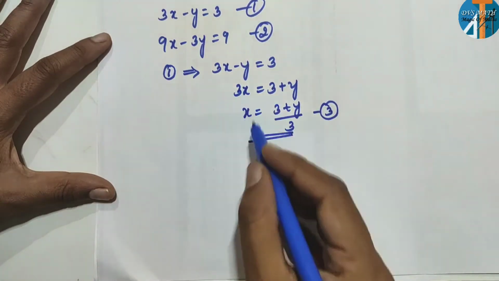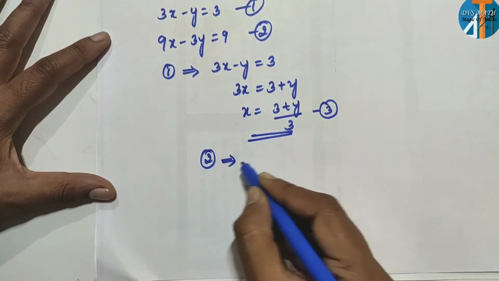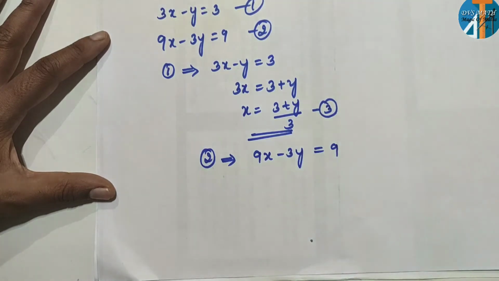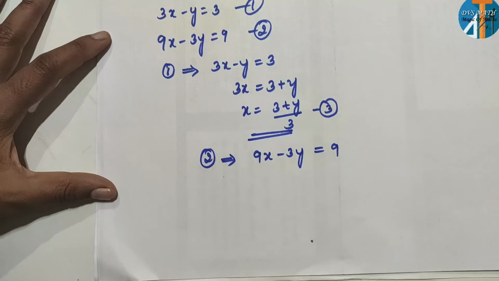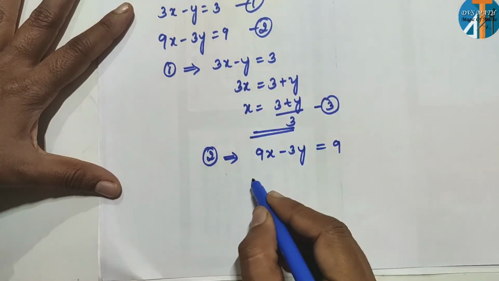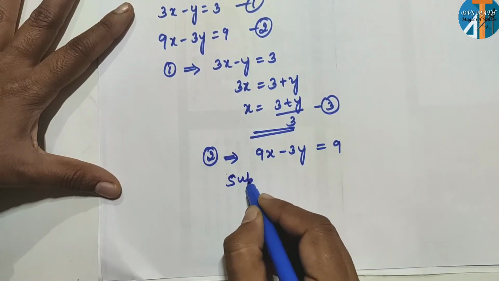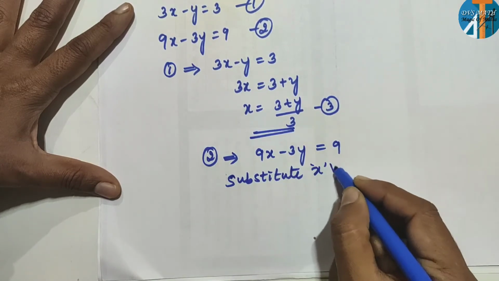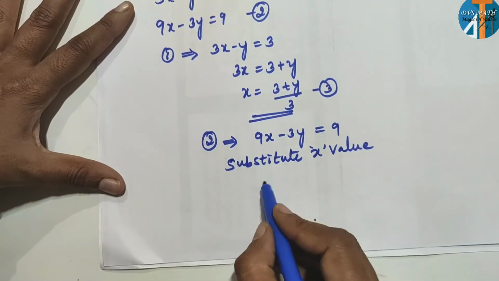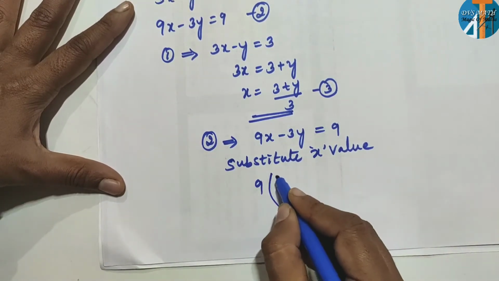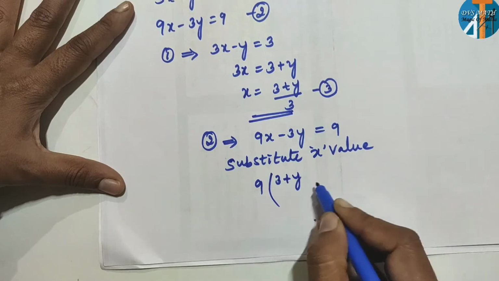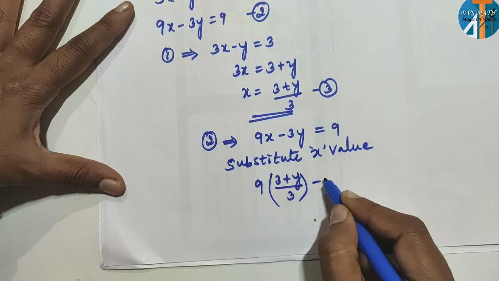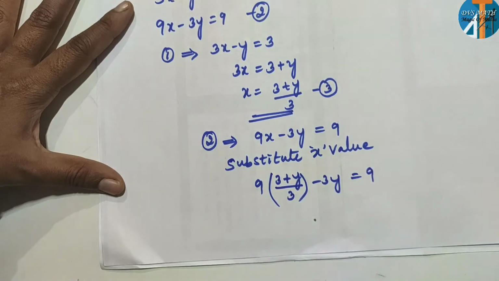Now substitute. Now take equation 2. What is equation 2? 9x minus 3y is equal to 9. Let us substitute this x value. So 9 will be as it is, and in place of x, write (3 plus y) divided by 3, minus 3y is equal to 9.